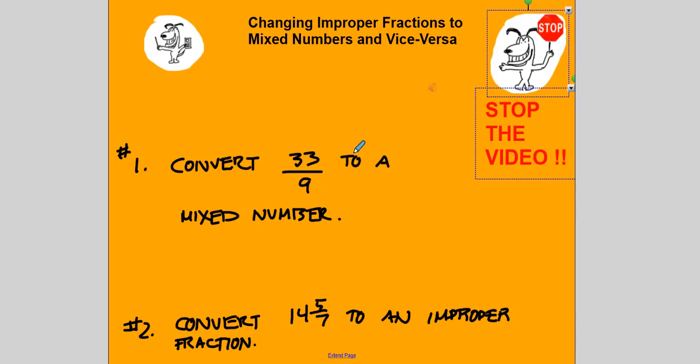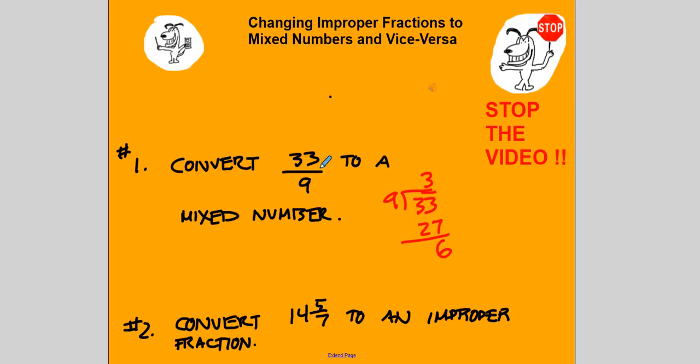Alright, stop the video and do these two problems. Convert 33/9 to a mixed number, and then convert 14 5/7 to an improper fraction. Okay, 33/9 to a mixed number. I'm going to divide 9 into 33. It goes 3 whole times. 4 is too big, because 4 times 9 is 36. So that's 27. 33 minus 27 is 6.